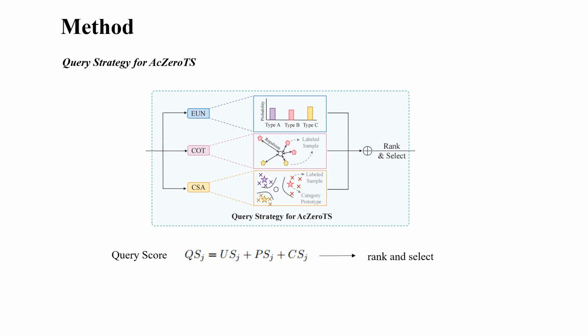We combine uncertainty score, contrast score, and prototype score to jointly select samples for annotation. Intuitively, we aim for samples with higher uncertainty and diversity, while also enhancing the summarization ability of prototypes. Therefore, we apply the min-max normalization to scale scores uniformly. The final query score is defined as QSJ.